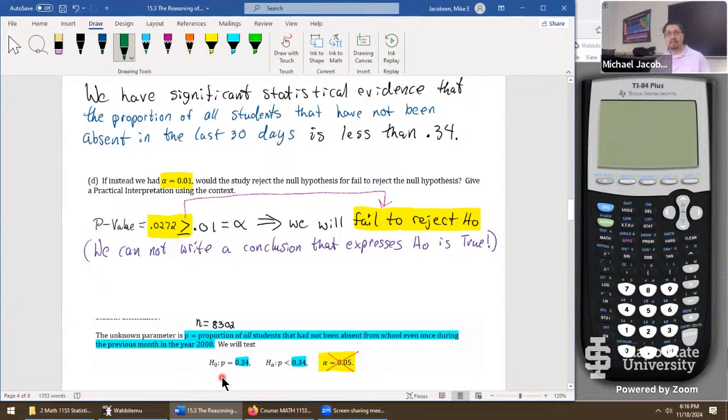Just like in a court of law, if someone has not been found to be guilty, we did not prove that person's innocence. The person's innocence is not what was in trial. It was what was initially assumed in order to gather evidence. Here, we initially assumed that's true, so we could come up with the p-value. The probability of getting the data as extreme as we got, or more extreme, when that's actually true. But just because we failed to reject it, did not mean we proved it's true. So we can't write a conclusion saying we have significant evidence the true proportion is still 0.34.